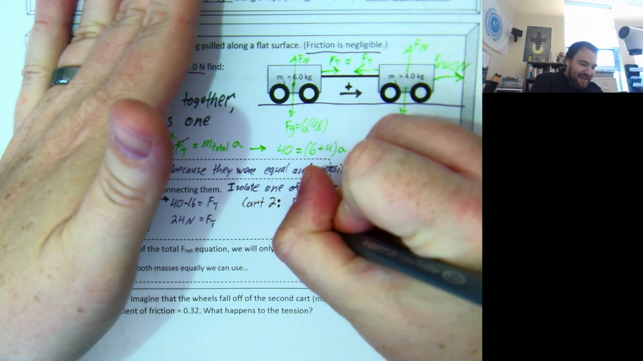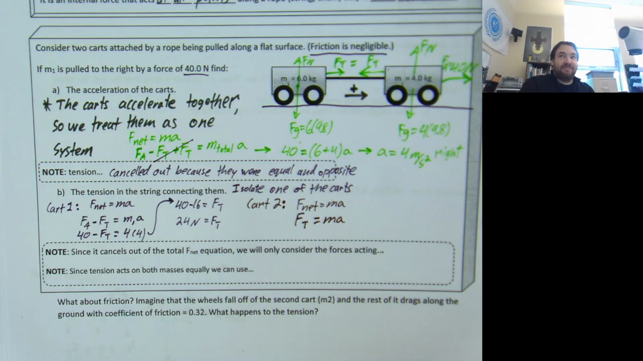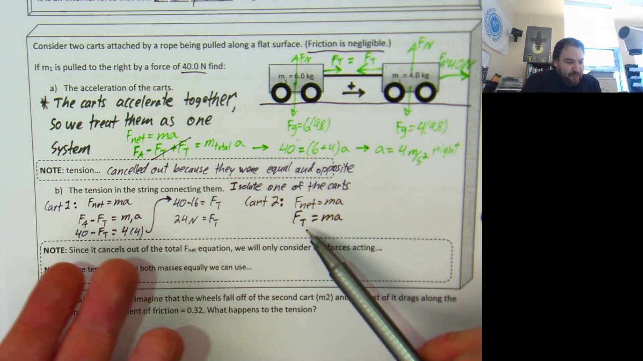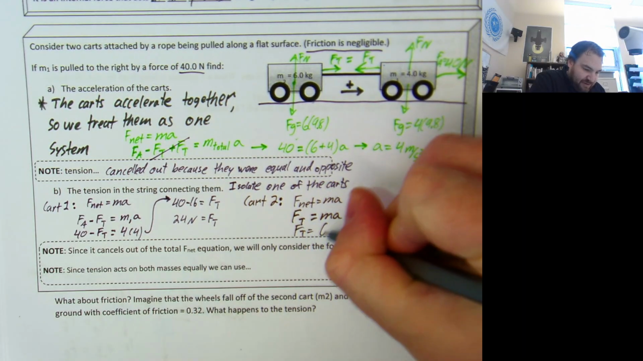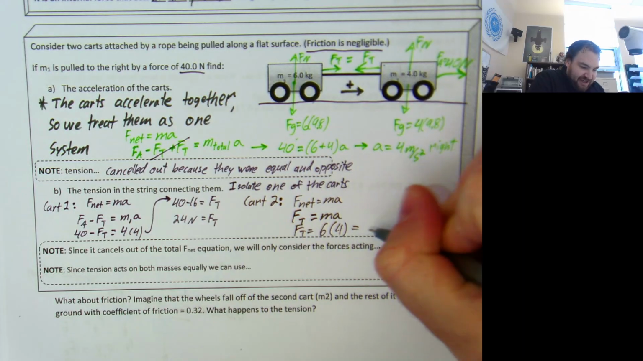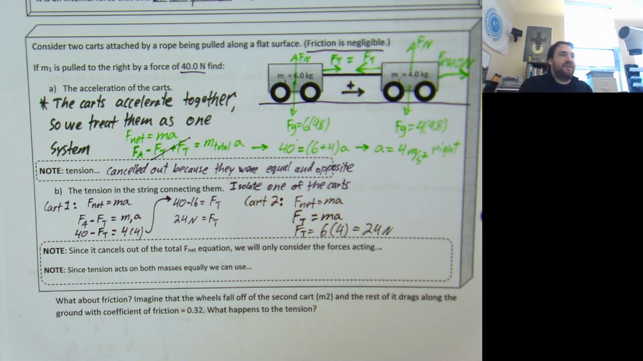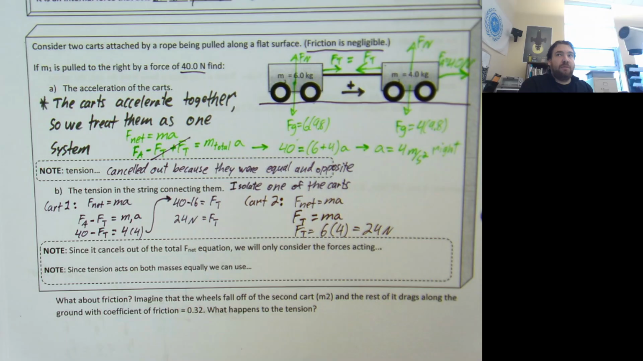So, Ft is going to equal Ma. So now I can just plug these things in. Ft is what I'm looking for. The mass of the cart was 6. The acceleration was 4. 6 times 4 is 24. It doesn't matter which one you focus on. You're going to get the same result. The tension was equal because the acceleration for both carts was the same.